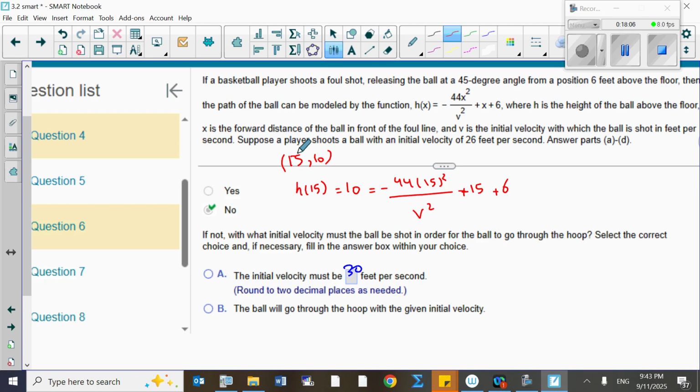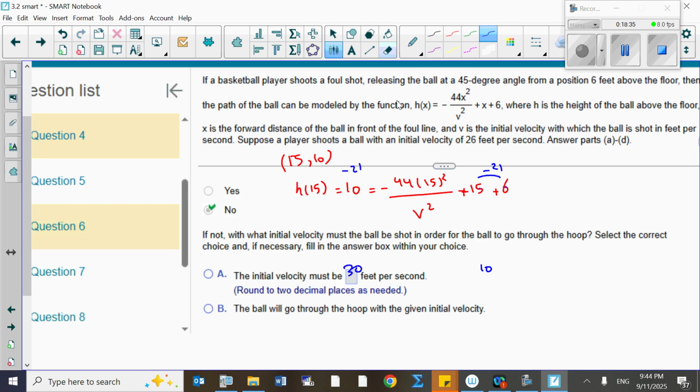So I plugged in 15 and 10 into my function, and this time I'm looking for v. I want to know what should be the velocity in order for the function to pass through this point. So I'm going to look for the v value and solve for it. Okay, so let's just simplify. The left side is 10. 15 plus 6 is 21. So I'm going to subtract 21 from both sides.